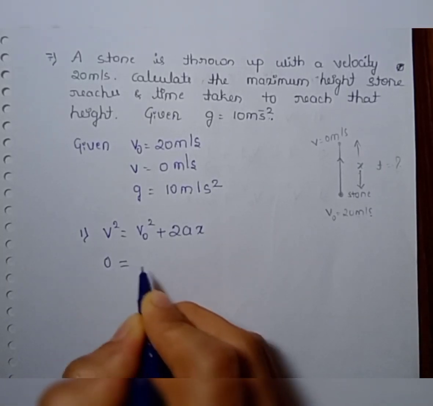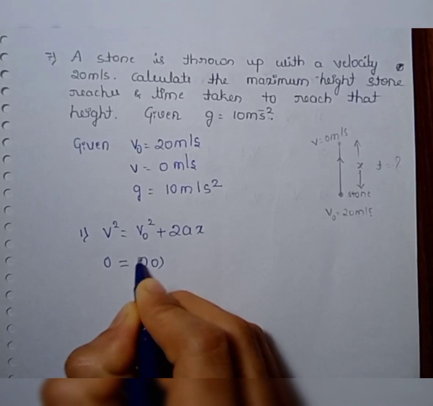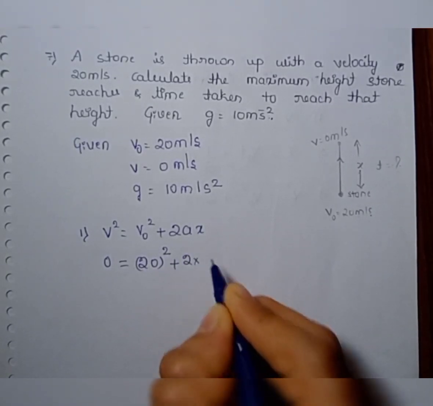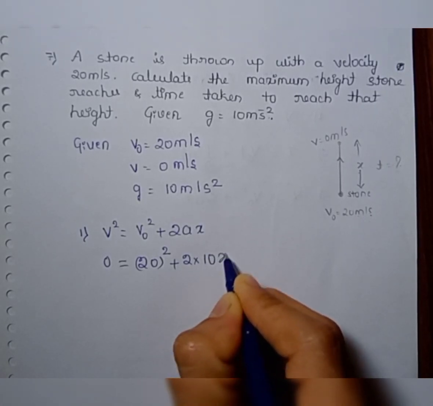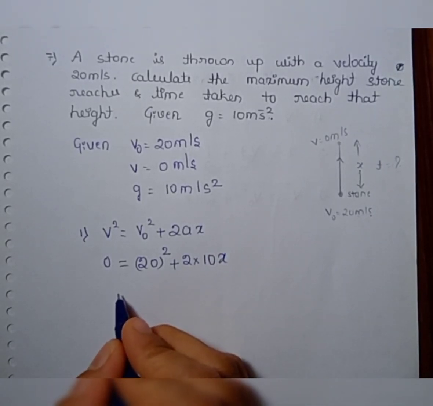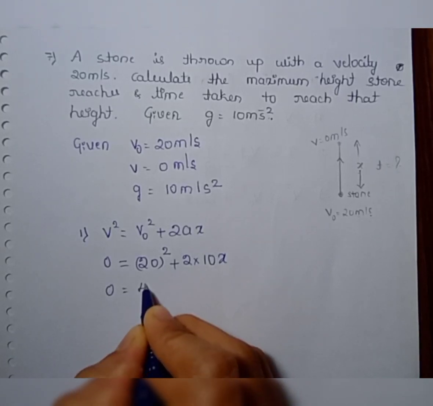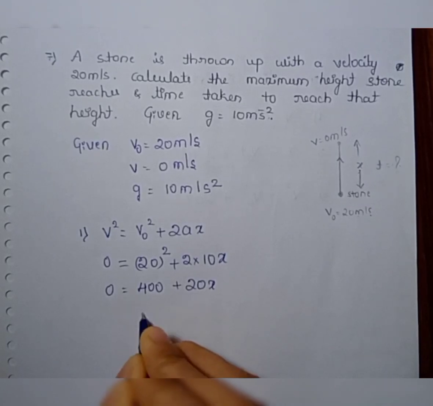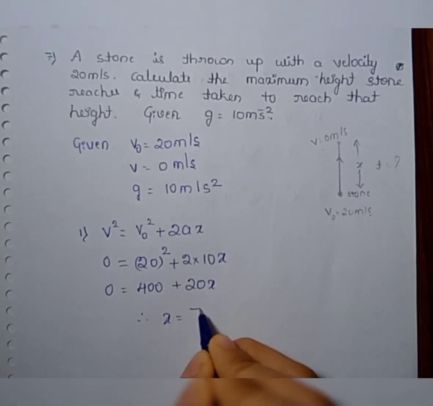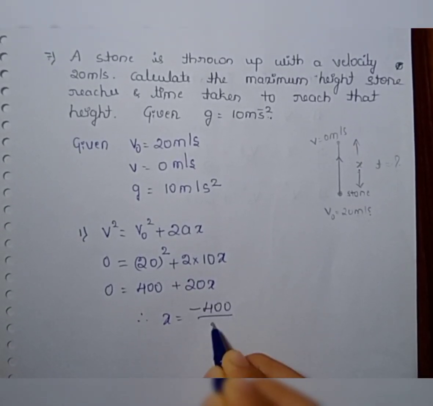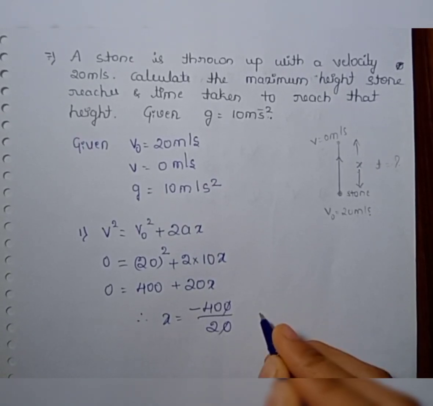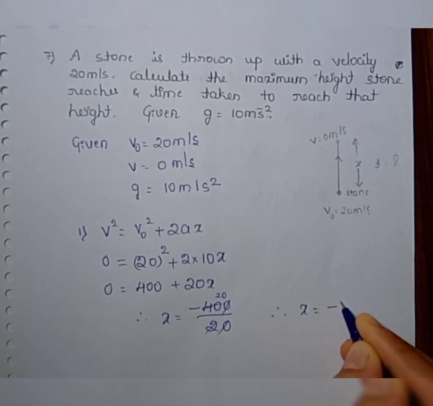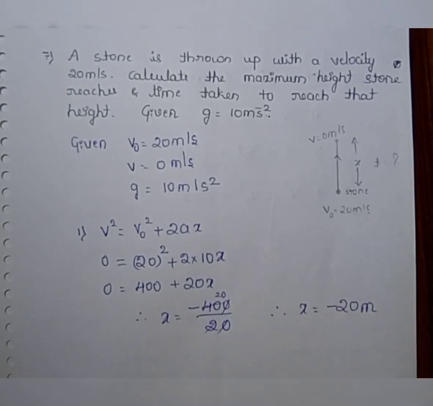0 square is 0, which is equals to 20 square plus 2 into 10 into x. 0 is equals to 400 plus 20x. So therefore value of x is equals to minus 400 divided by 20. So therefore x is equals to minus 20 meter.